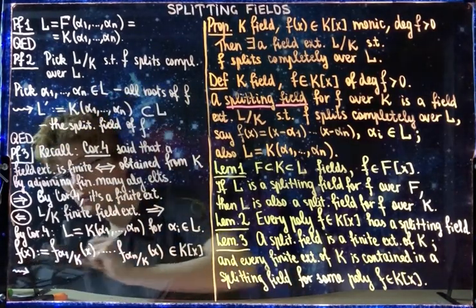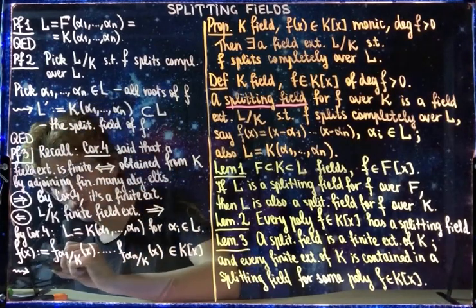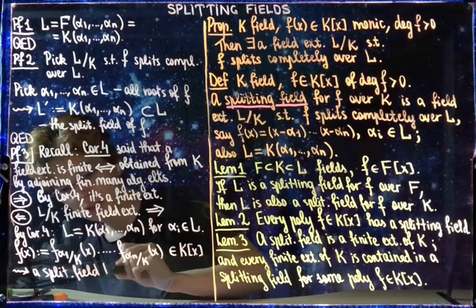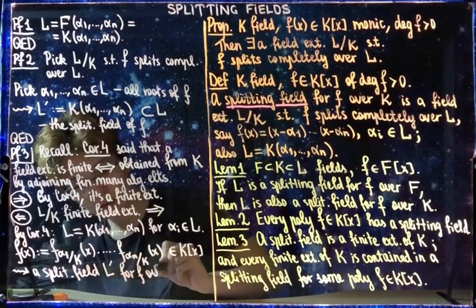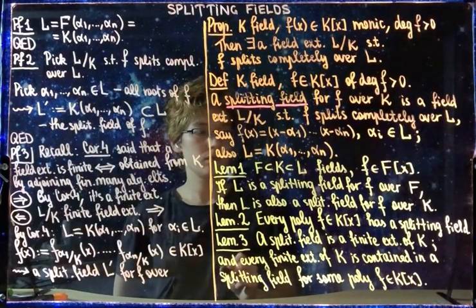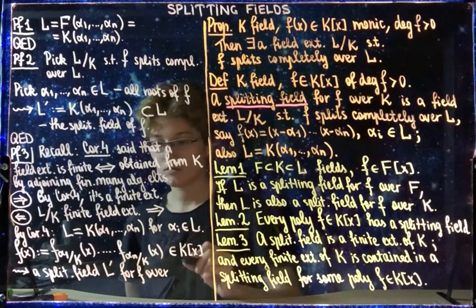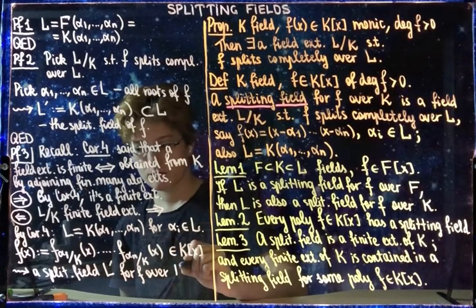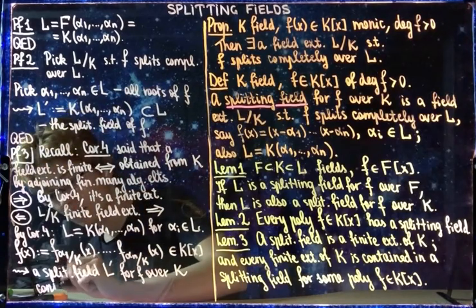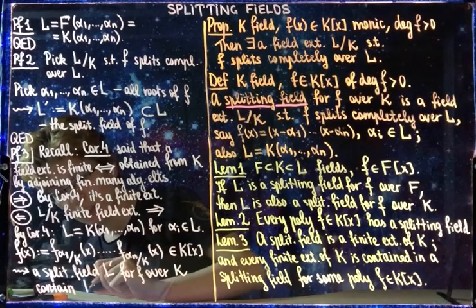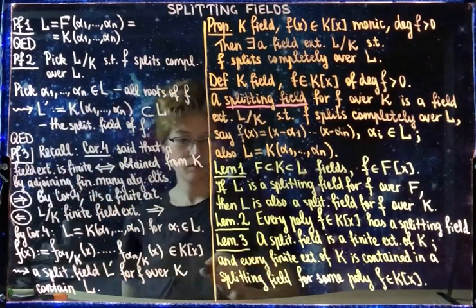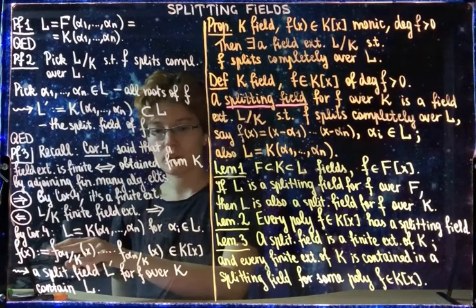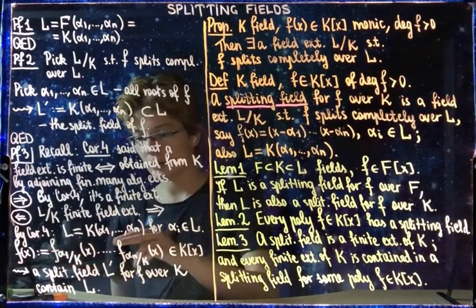And so we can adjoin roots of f to L. And so we get a splitting field L prime for f over K. This field L prime will contain L. And so we proved that our finite field extension is contained in a splitting field for a certain polynomial f, which we chose to be the product of all minimal polynomials.